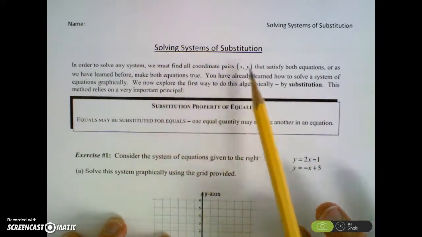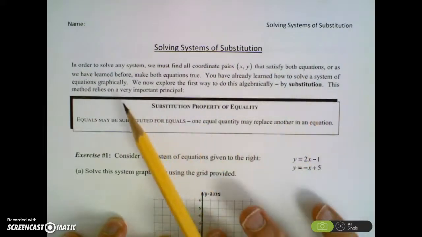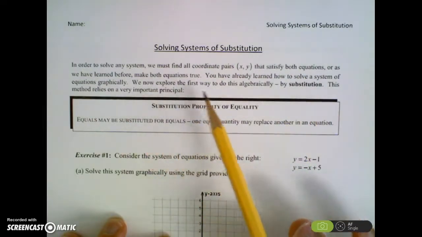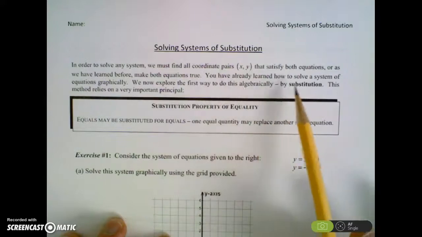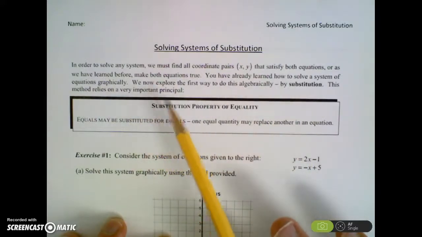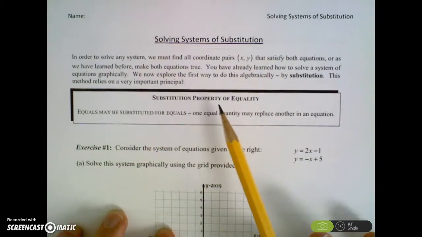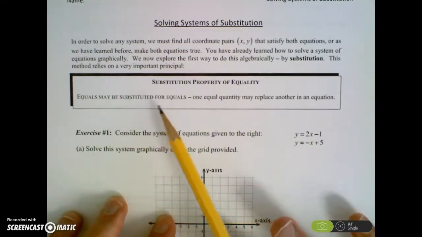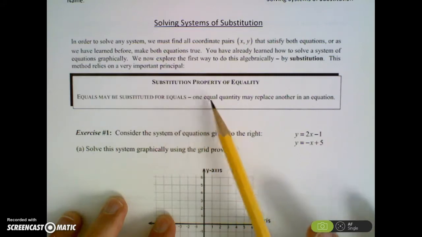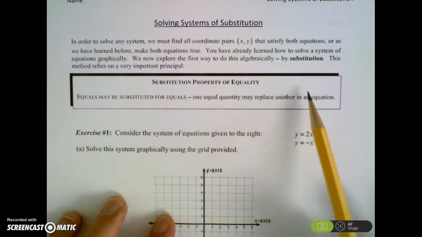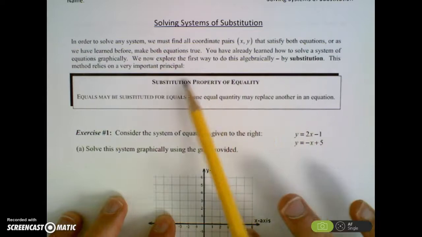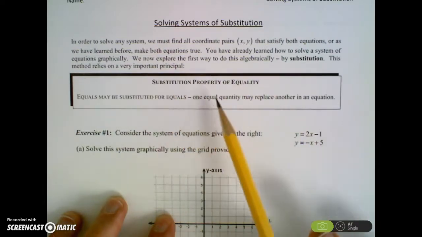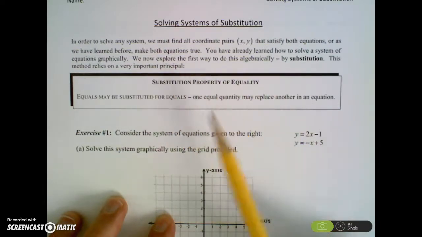You have already learned how to solve a system of equations graphically. We now explore the first way to do this algebraically, by substitution. This method relies on a very important principle. The principle is the substitution property of equality. Equals may be substituted for equals, or one equal quantity may replace another in an equation. This may not make a lot of sense to you right now, but we're going to do some practice so you can see what it actually means.